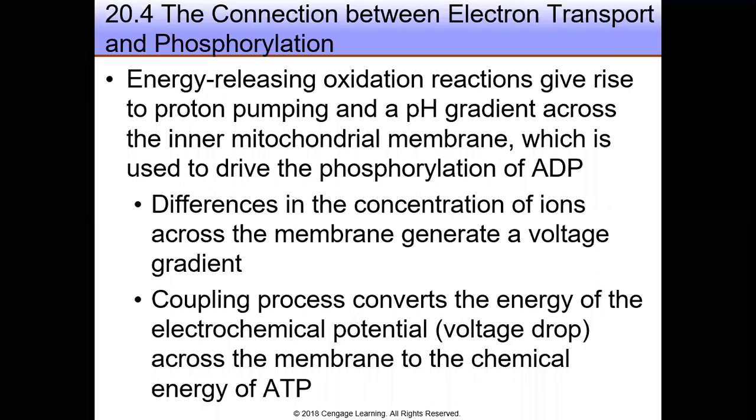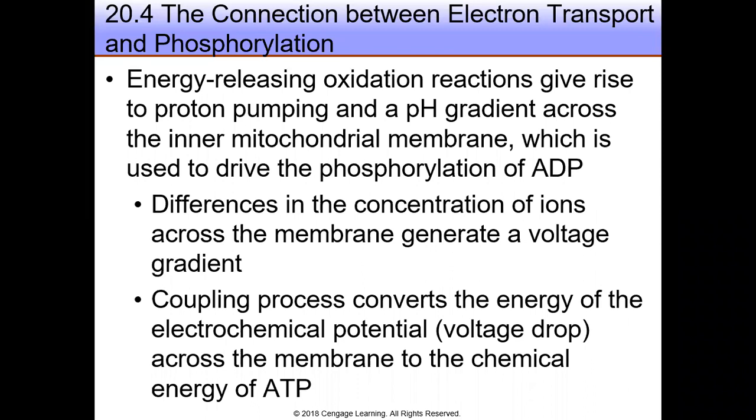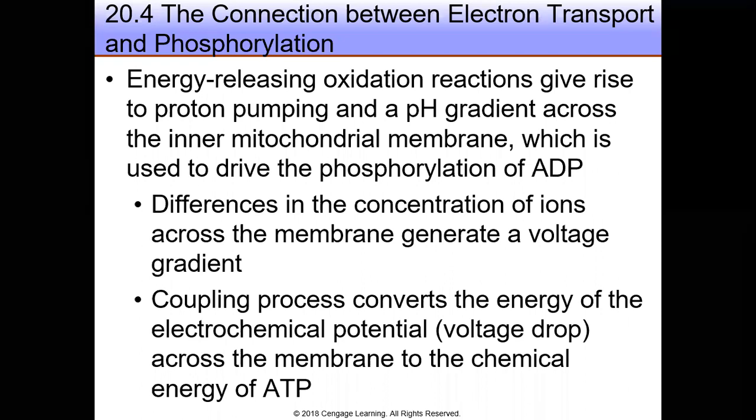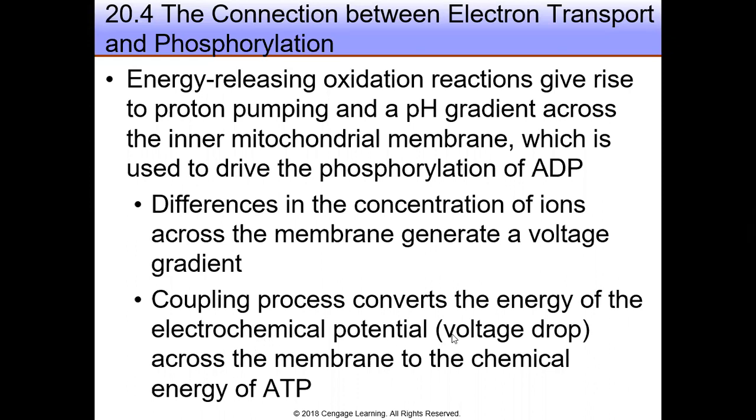Now, differences in the concentration of ions across the membrane generate a voltage gradient. So in addition to the pH gradient, we need something called a voltage drop. So the coupling process converts the energy of the electrochemical potential, the voltage drop across the membrane, to the chemical energy of ATP.